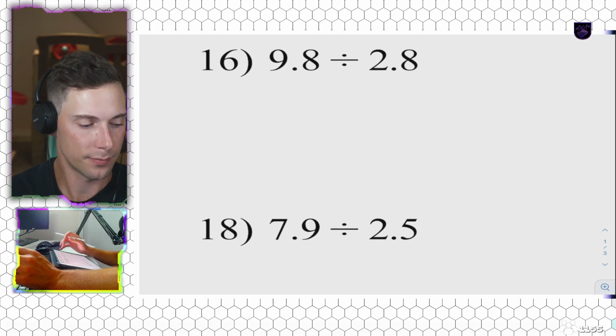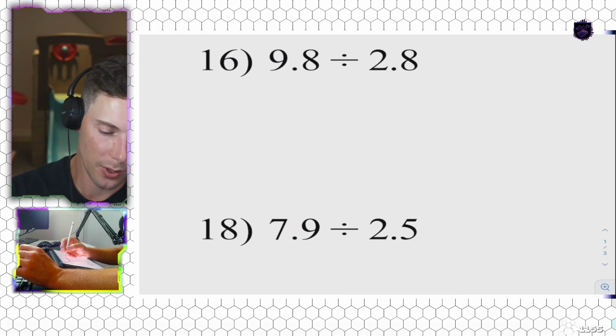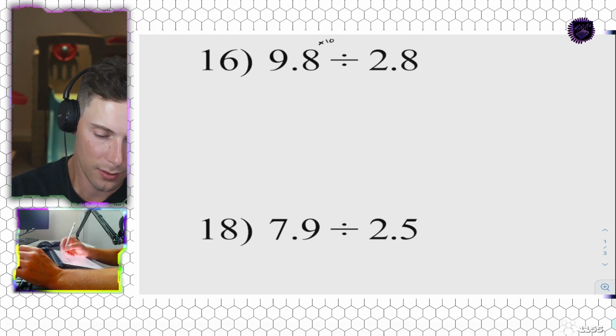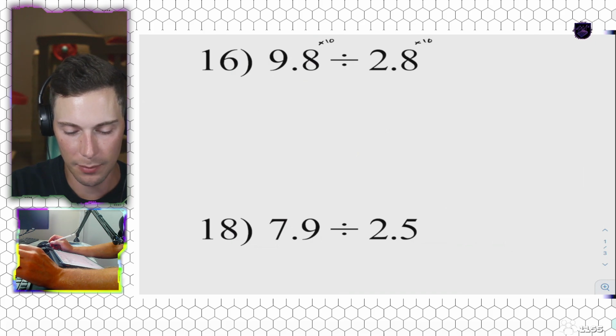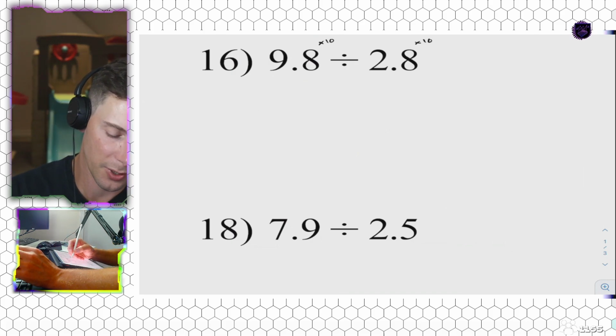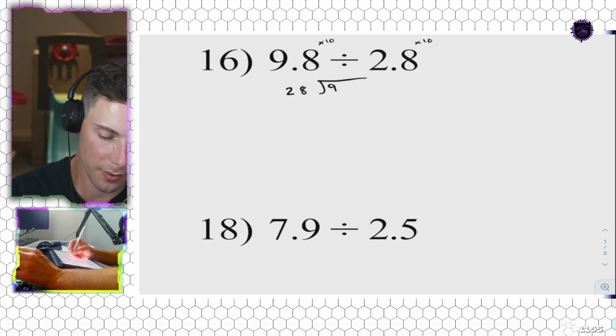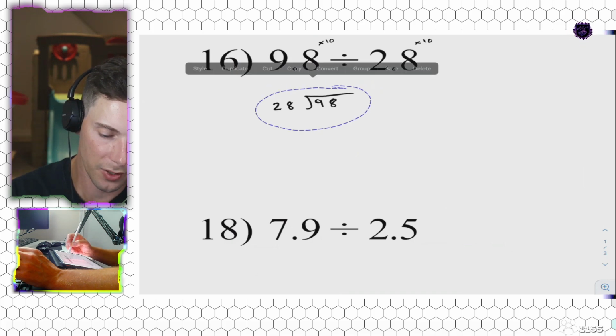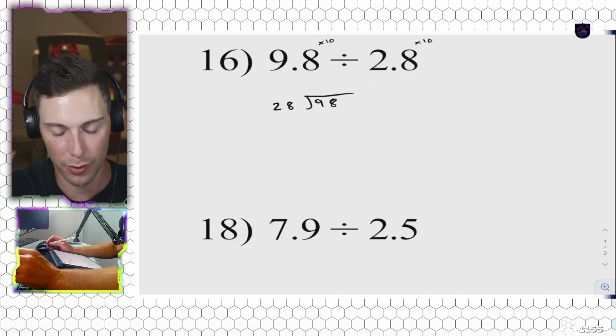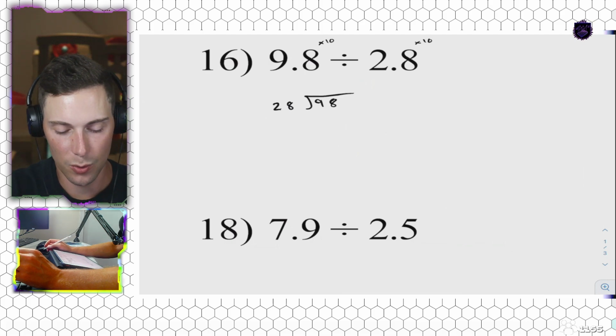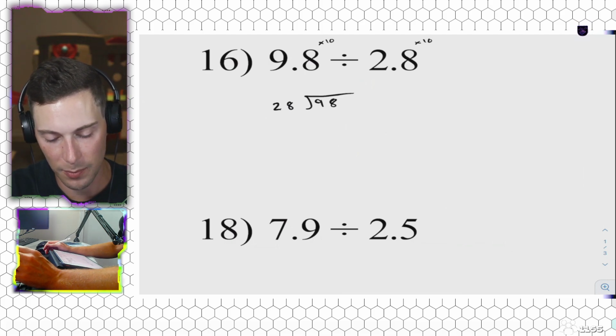All right, let's do our thing. Times 10, times 10. And we go 9.8 divided by 2.6. But it's going to be 28. How many groups of 28 can we get from 98? And that will get us to the same numbers, an equivalent ratio of groups. The 28 goes into 98 3 times to make 84.